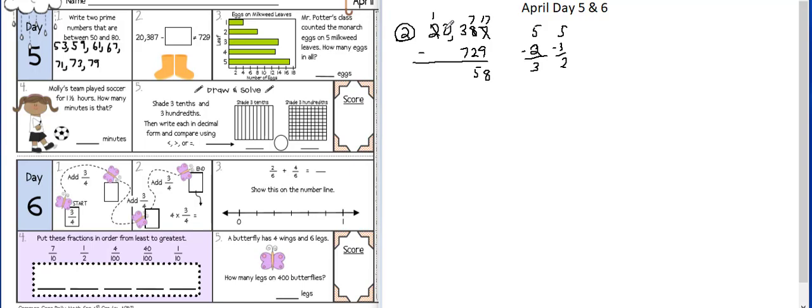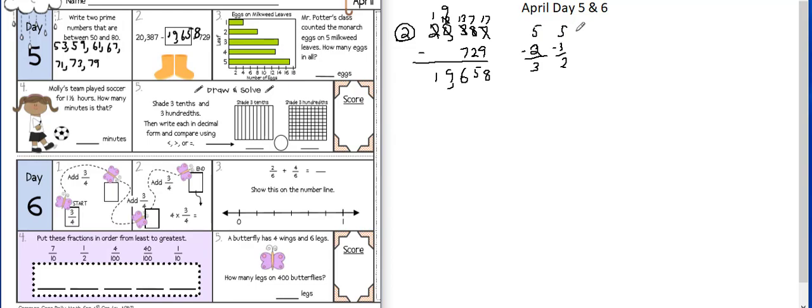That 2 becomes a 1. The 0 becomes a 10. Now the 3 can borrow from the 10. The 10 becomes a 9. The 3 becomes a 13. 13 minus 7 is 6. 9 minus nothing, 1 minus nothing. So that would be 19,658.